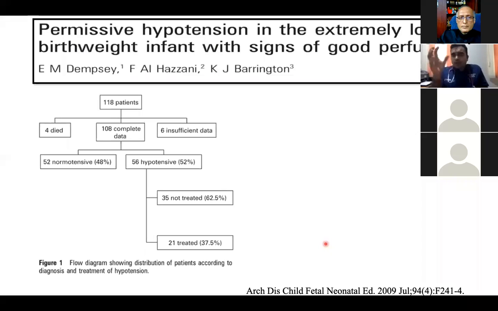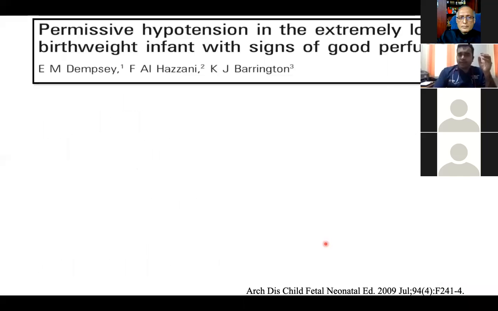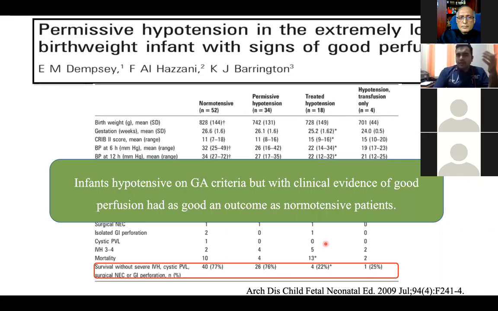We'll come to a concept known as permissive hypotension. Many a time in preterm neonates, suppose on day 1, preferably in the initial 6 hours of life, if you put an invasive line, you can see that the blood pressure is very often less than 30. But the baby is otherwise fine. There is no tachycardia, the perfusion is good, the CFT is okay, urine output is okay. So in this concept of permissive hypotension, they found that infants hypotensive on gestational age criteria, but with clinical evidence of good perfusion, have as good an outcome as a normotensive patient.